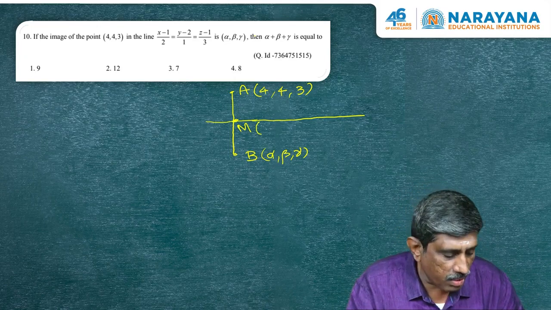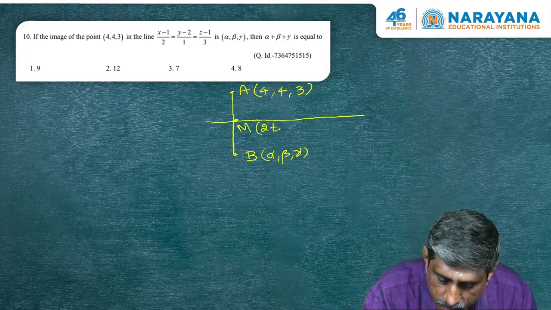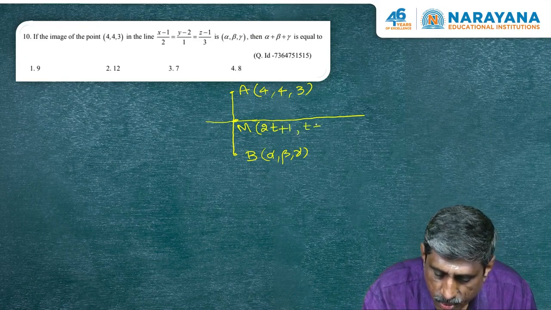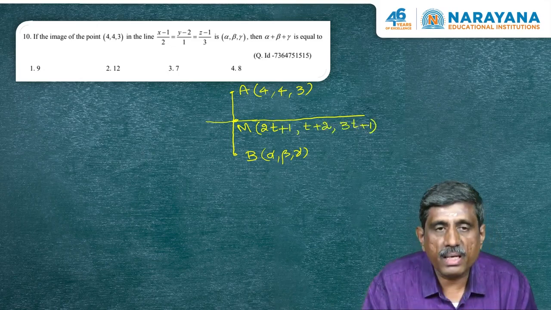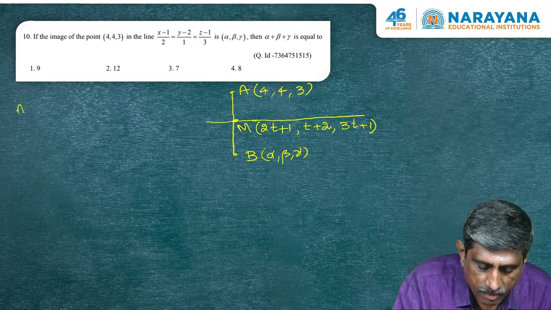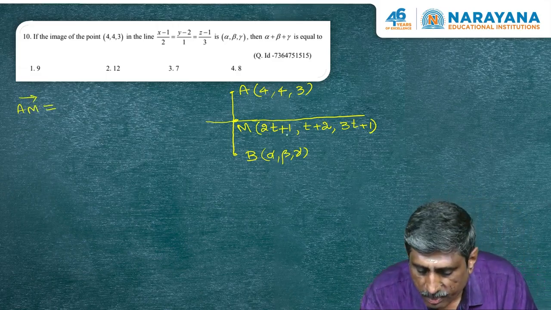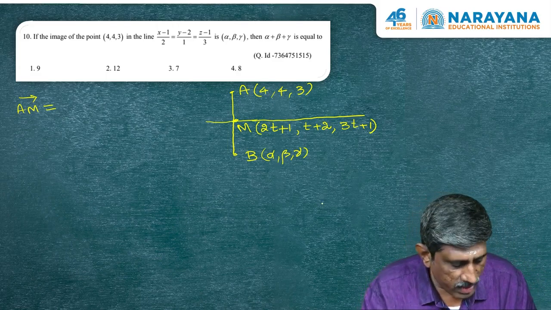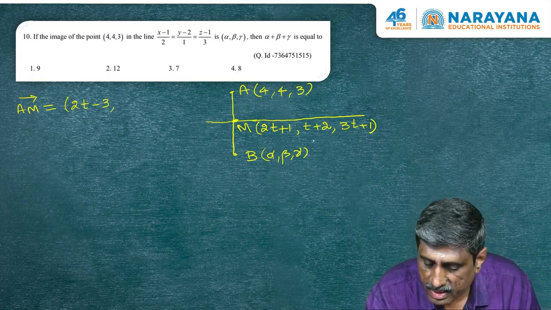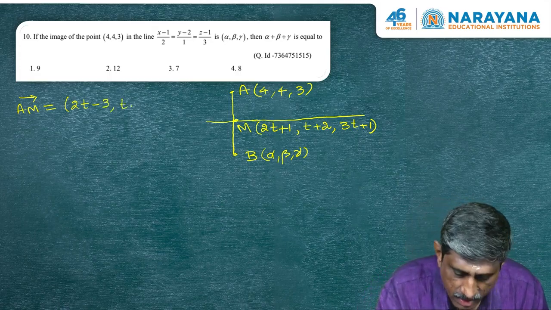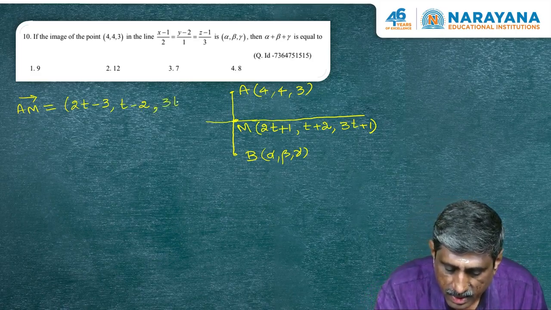If you assume it is equal to t, the point is going to become 2t plus 1, comma, t plus 2, comma, 3t plus 1. Let us find the direction ratios of AM. When we find the direction ratios of AM, 2t plus 1 minus 4 is 2t minus 3, and t plus 2 minus 4 is t minus 2. Similarly, 3t plus 1 minus 3 is 3t minus 2.